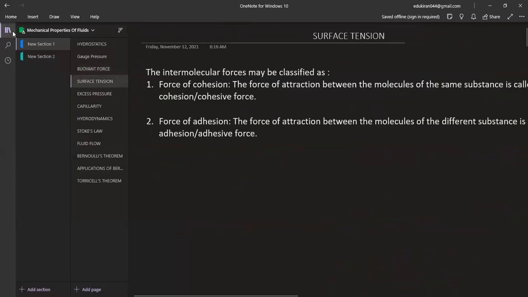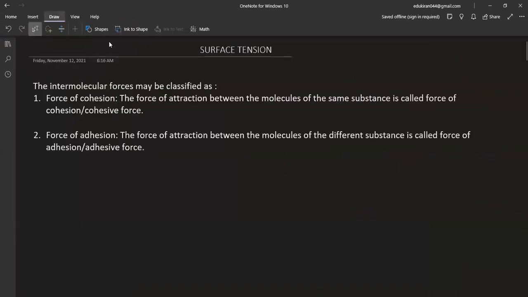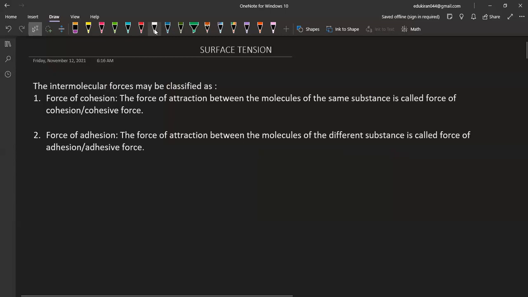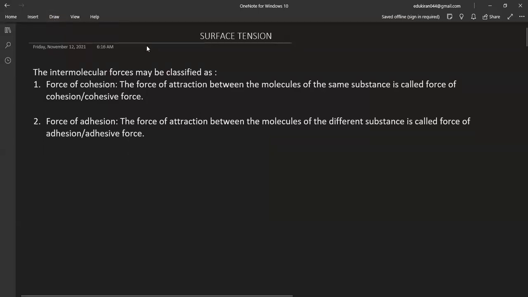Okay, let's start with surface tension now. See, before we start with surface tension, a few things you should remember. Basically, forces of attraction you should remember. This is a very easy concept. It's just that for understanding surface tension, you have to have knowledge about this.